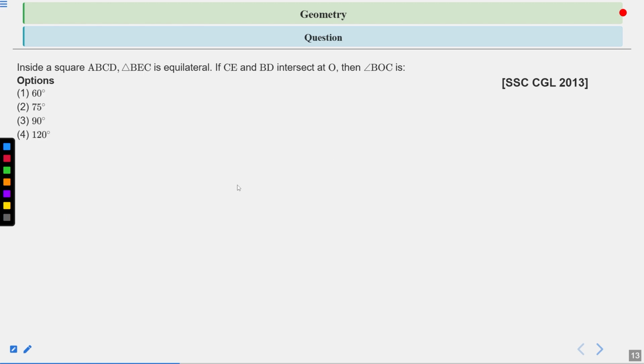Inside a square ABCD, triangle BEC is equilateral. If CE and BD intersect at O, then angle BOC is. This question was asked in the SSC CGL 2013 exam. There are four options. First one is 60 degrees, second is 75 degrees, third one is 90 degrees, and fourth one is 120 degrees. Now you have 10 seconds to analyze the question. Your time starts now.